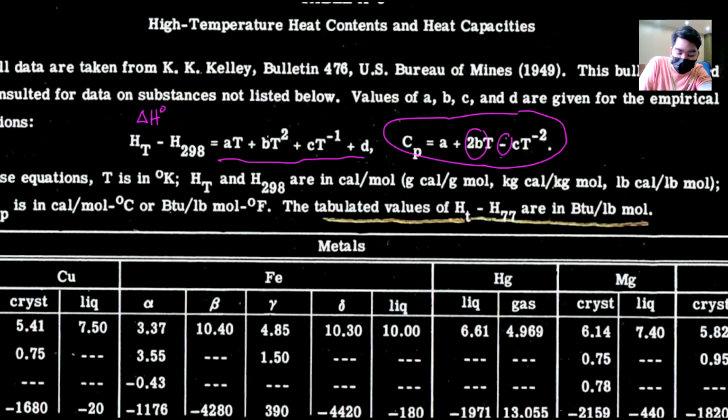Okay? So delta H niya is equal to itong AT plus BT squared plus CT minus 1 plus D. So kung i-differentiate mo, it will give you this form right here. Whereas in some other tables or some textbooks, they start with itong form of CP tapos i-integrate nila. So kaya naka A plus BT plus CT minus 2 yung ibang form. Okay? So let's take note of that difference. That's the first difference.